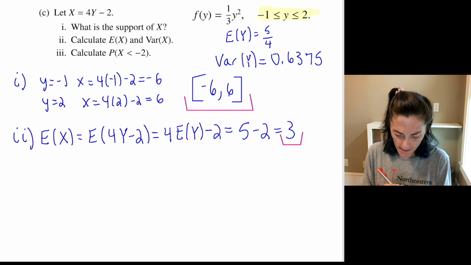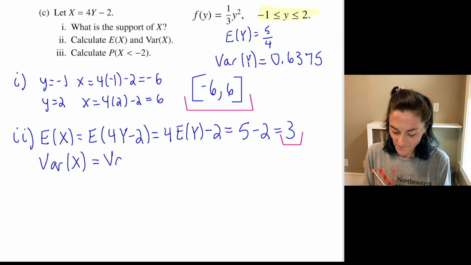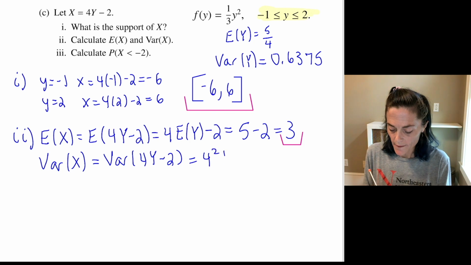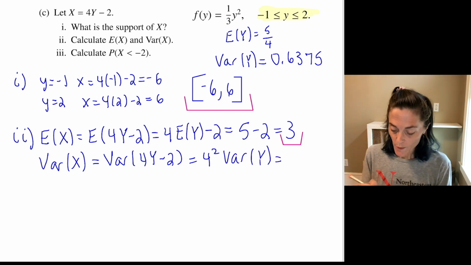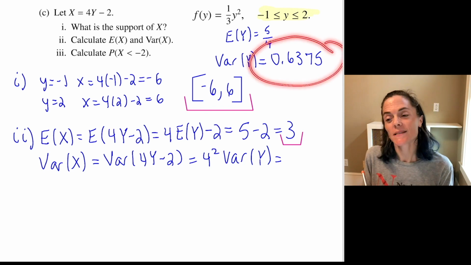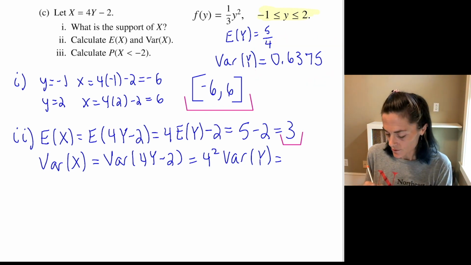Then the variance of x, this is 4 squared times the variance of y. It would be 16 times this number, we get 10.2.